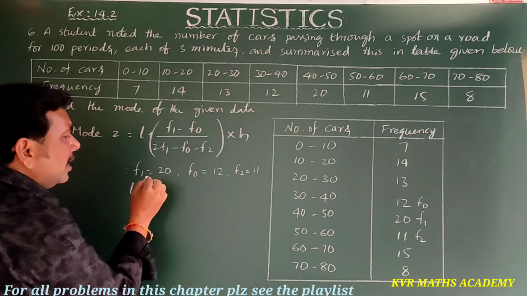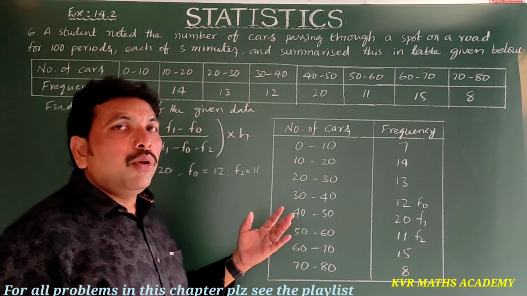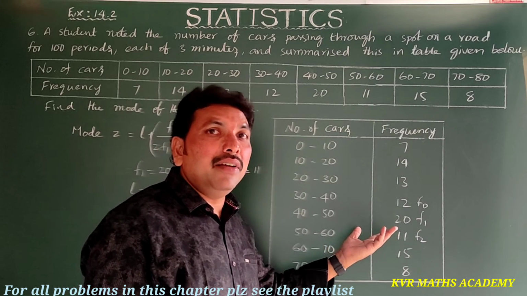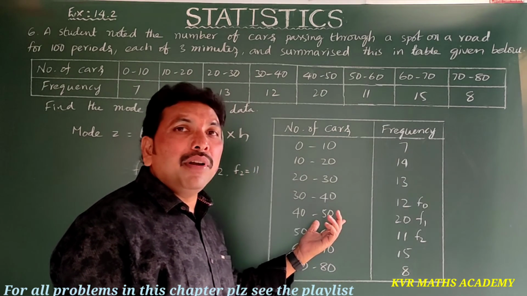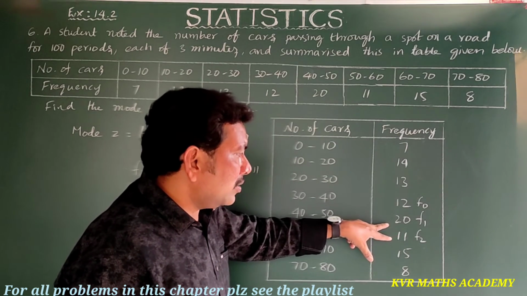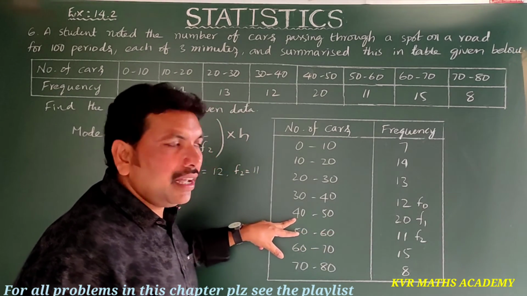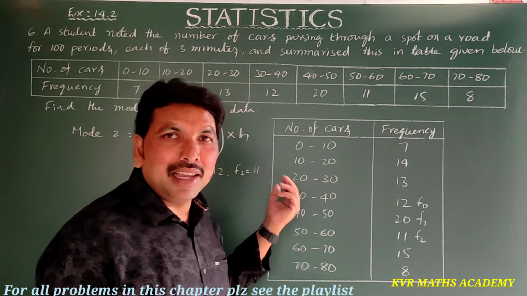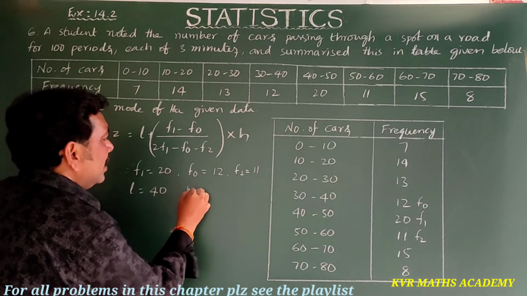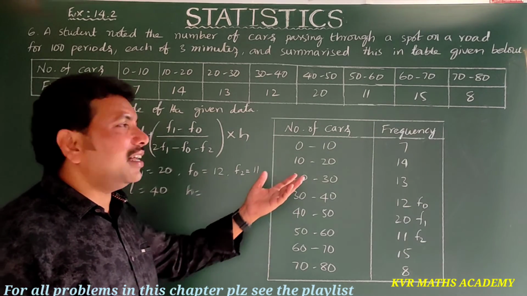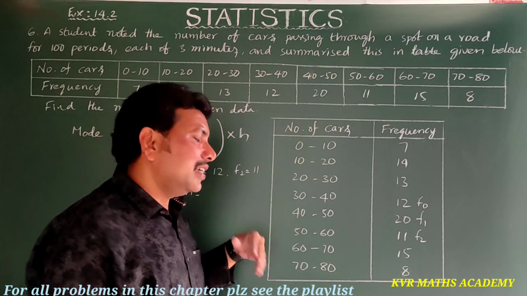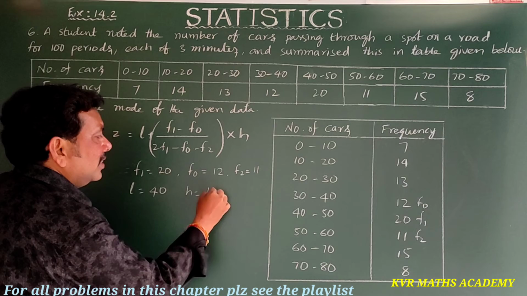Next, what is L? L is the lower boundary of the class interval corresponding to the modal class. That is 40, so L is 40. Next, H is the size of the class. For 40 to 50, what is the difference? It is 10.